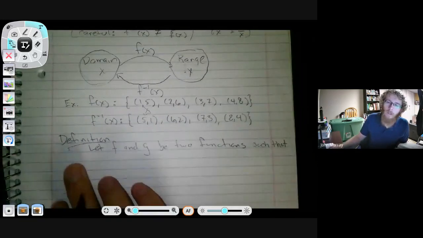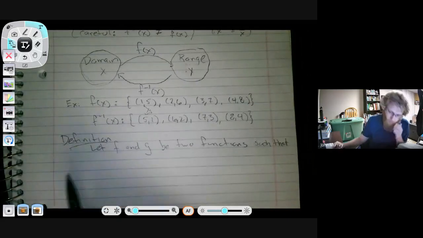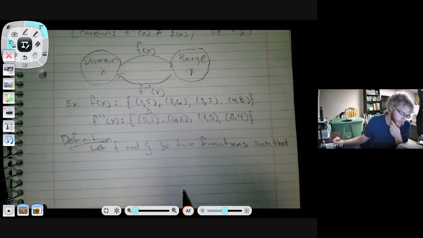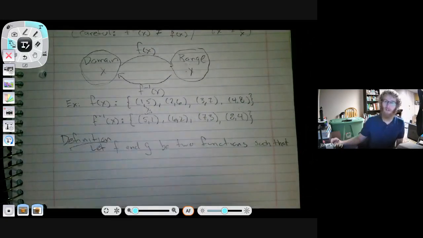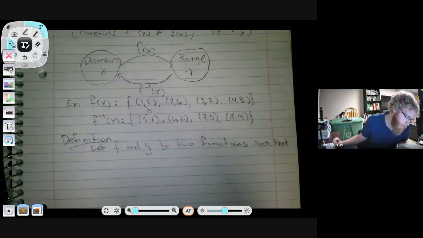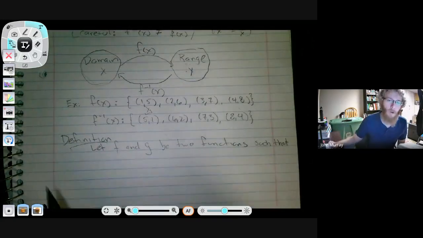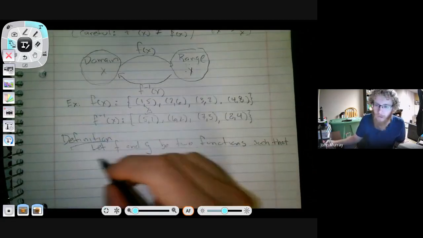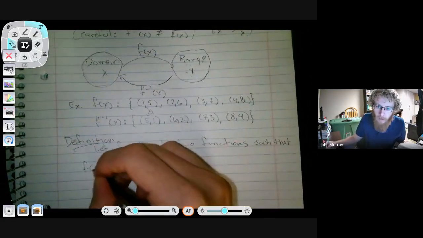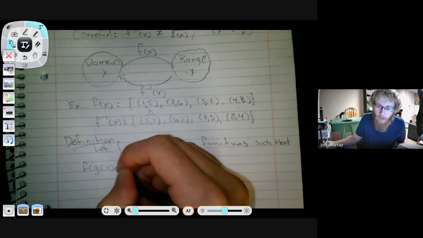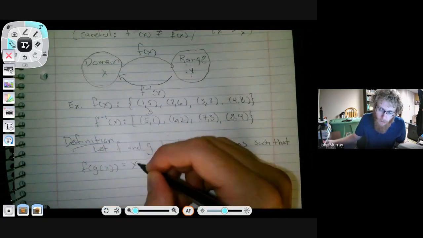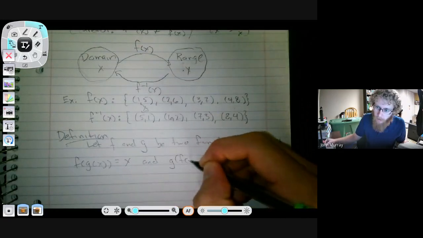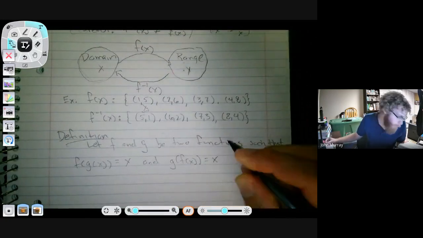A lot of these definitions from here on out, you'll see me say something like, let f and g be two functions. That's kind of like setting a basis. They're just saying f and g are two functions. That's where we're starting off, such that f of g of x equals x, and g of f of x equals x.